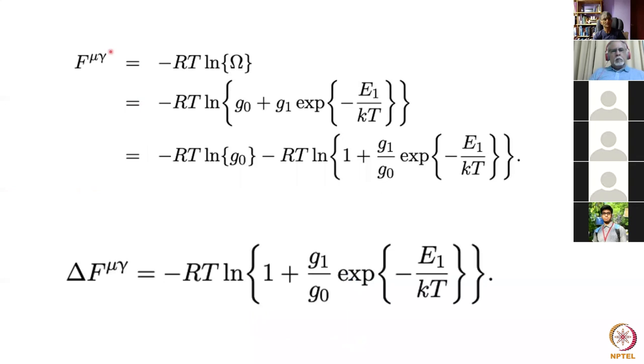So if I take the Helmholtz free energy of the system, it's minus RT log of the partition function, and substitute for the partition function, then that is our partition function, g0 plus g1 into exponential E1 over kT. And expand that, and I get this as the Helmholtz free energy. And if you want to convert this to Gibbs free energy, then you just add a pressure times volume change term.